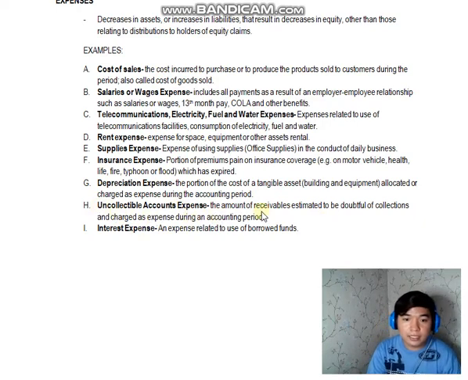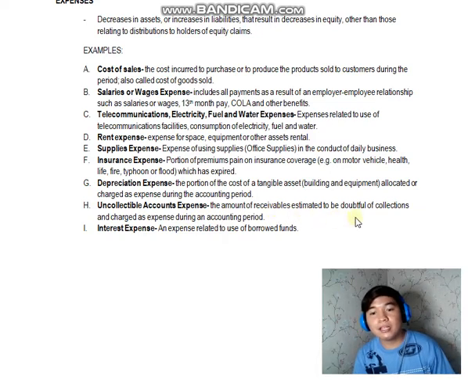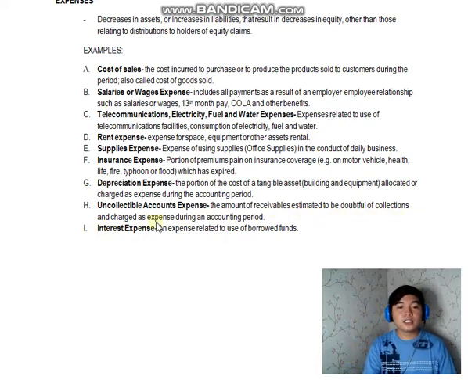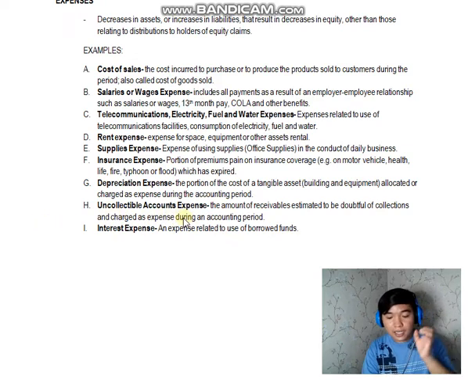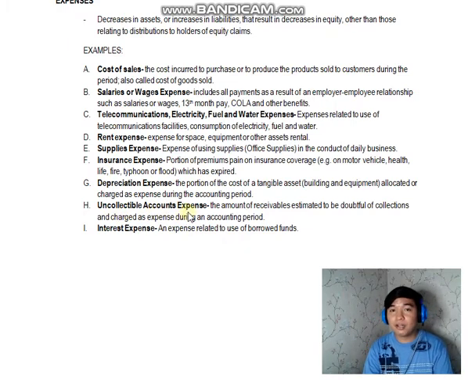Uncollectible accounts expense. The amount of receivables estimated to be doubtful of collections and charged as expense during an accounting period. When we say uncollectible accounts expense, related naman to dun sa accounts receivable mo. So, yung mga may utang sa'yo, of course, yung accounts receivable mo, hindi mo naman sure na 100% mababayaran ka dyan eh. So, mag-estimate ka kung ilan yung percent na hindi mababayaran. So, yung estimate mo ng expense na yun, doon mo ipapasok sa uncollectible accounts expense.